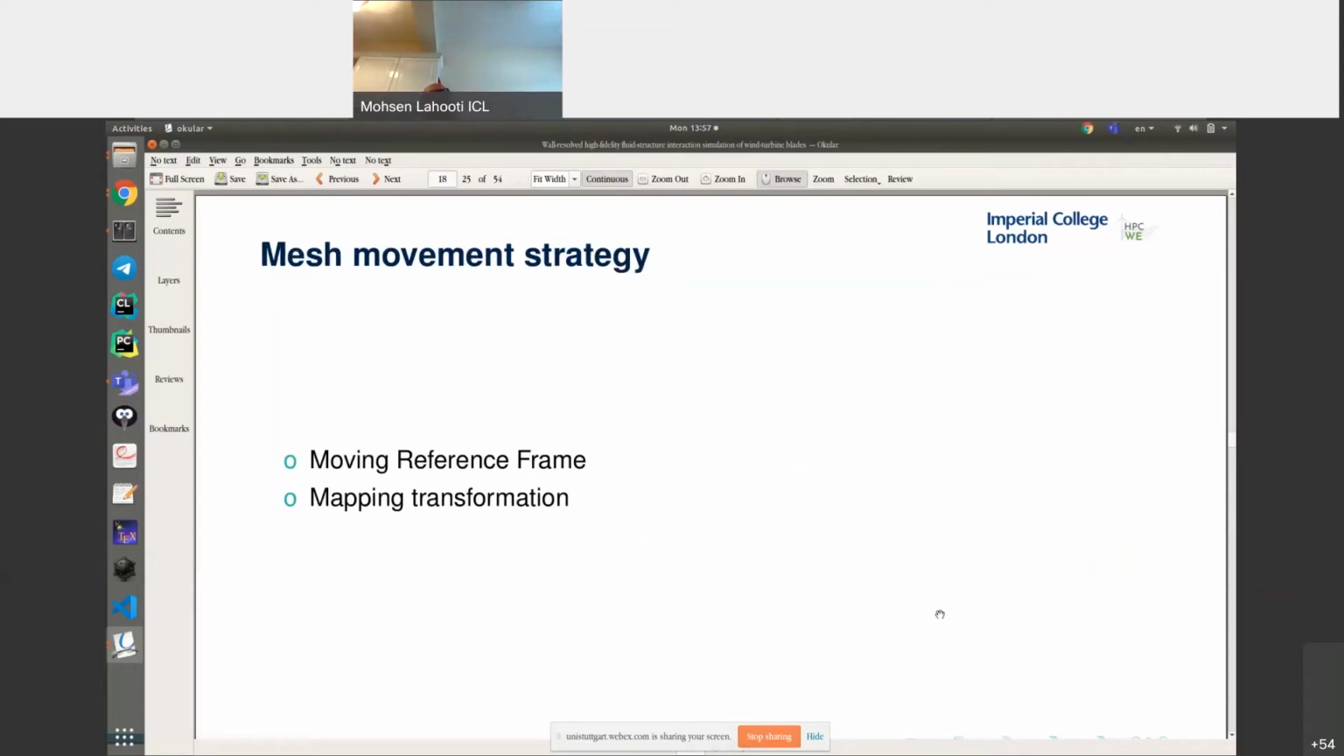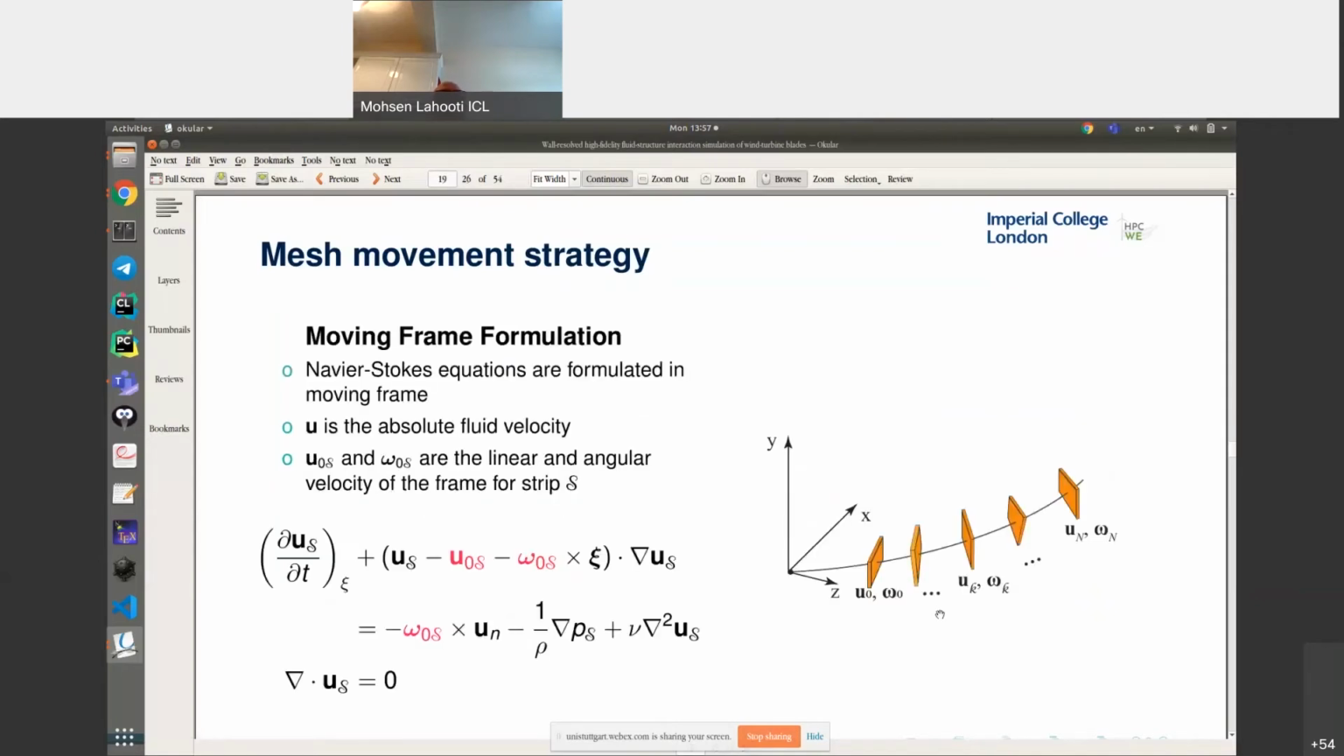Finally, because the structure has high, nonlinear deformation, we need a strategy to avoid dynamic remeshing. Two strategies are used in the FSI solver that we developed at Imperial. The first one is a moving frame formulation, where the Navier-Stokes equations are formulated in the moving frame, and you can see the linear velocity and angular velocity of the frame appear in the formulation. These are supplied from the solution of the structural solver at the location of each strip and used for the flow solver.